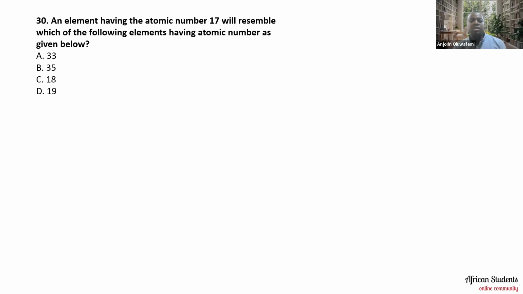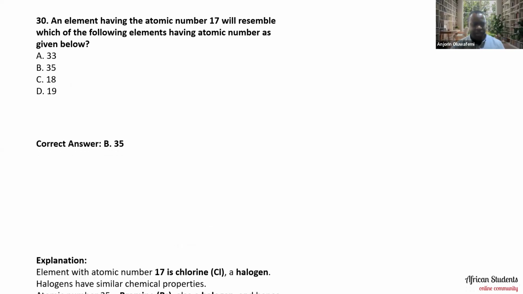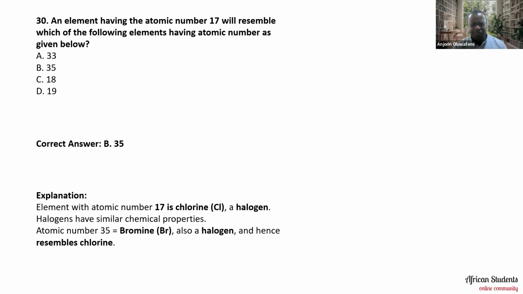An element having the atomic number 17 will resemble which of the following elements having atomic number as given below? Is it 33, 35, 18, or 19? The answer is 35. The answer is 35. An element with atomic number 17 is chlorine, a halogen. Halogens have similar chemical properties. Atomic number 35 is bromine. It's also a halogen, and hence it resembles chlorine.